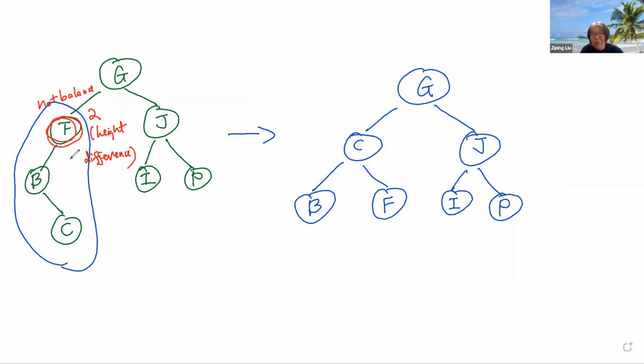If it's not balanced, is there some way we can balance it and still maintain it as a binary search tree? Of course. If you move C up, and then make B C's left subtree and F C's right subtree, you can see this part is balanced. It's not just this part, this whole tree is balanced. So this is a balanced binary search tree. So we can always balance a tree.